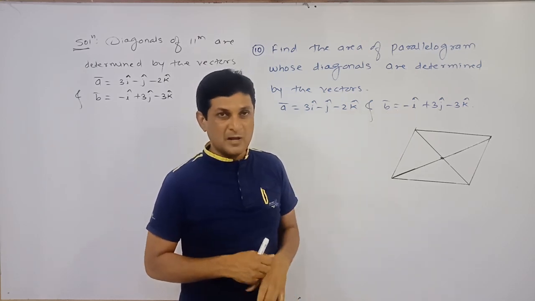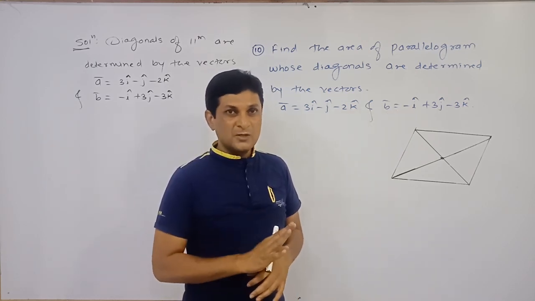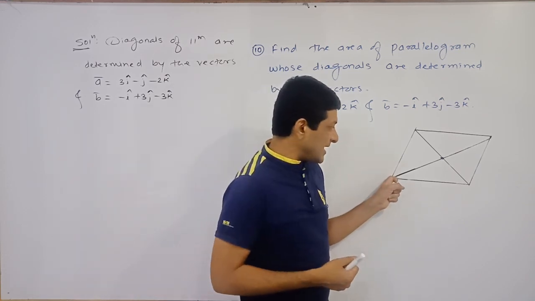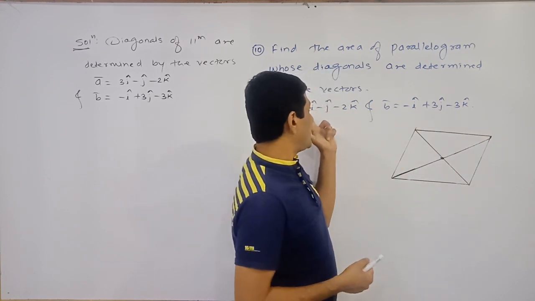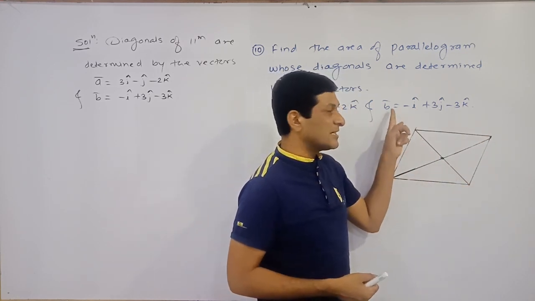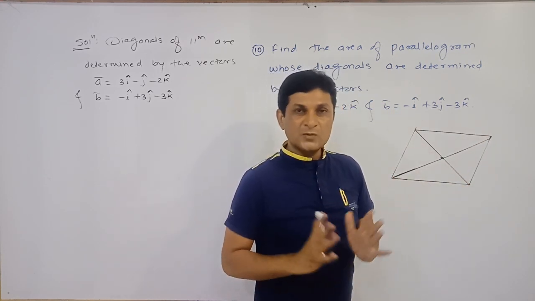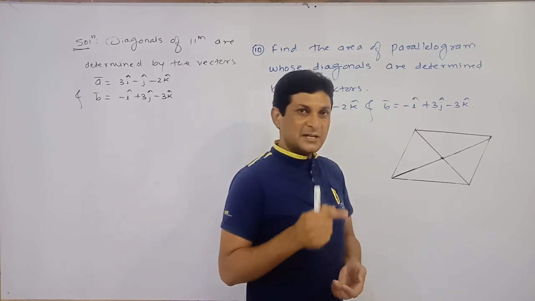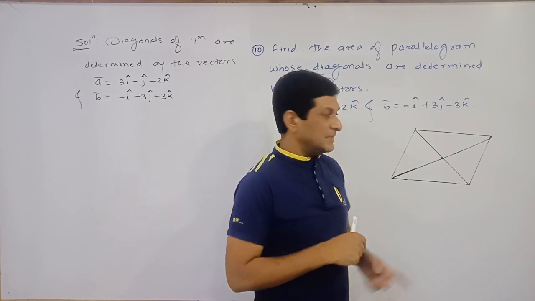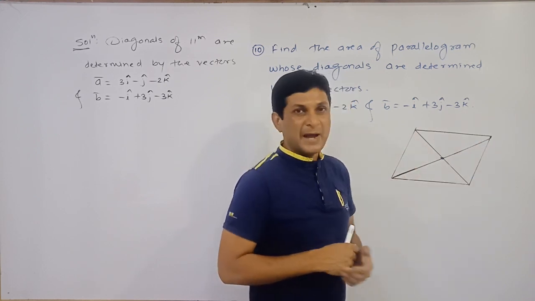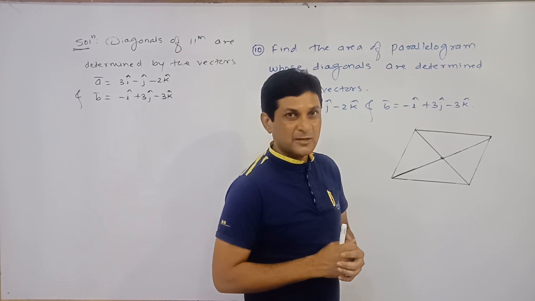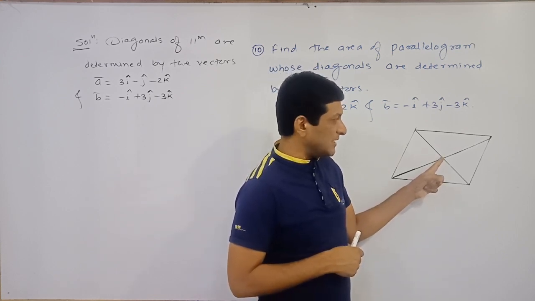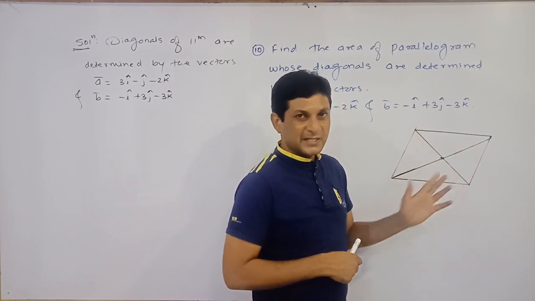Diagonals of the parallelogram. So see, what is the formula to find the area of a parallelogram if its diagonals are given to us? One diagonal is represented by A bar, and the second diagonal is represented by B bar. You have already studied the parallelogram in your earlier classes. In that case, you have seen that the diagonals of a parallelogram bisect each other. If this is the point of intersection, at this point both the diagonals bisect each other.